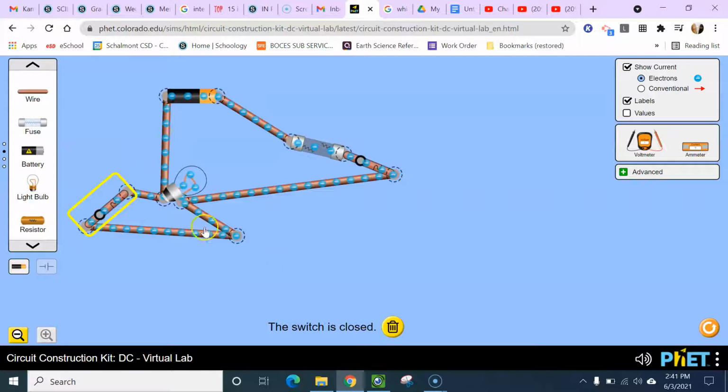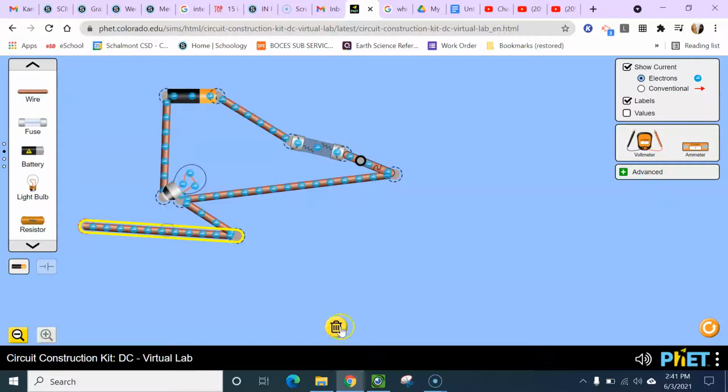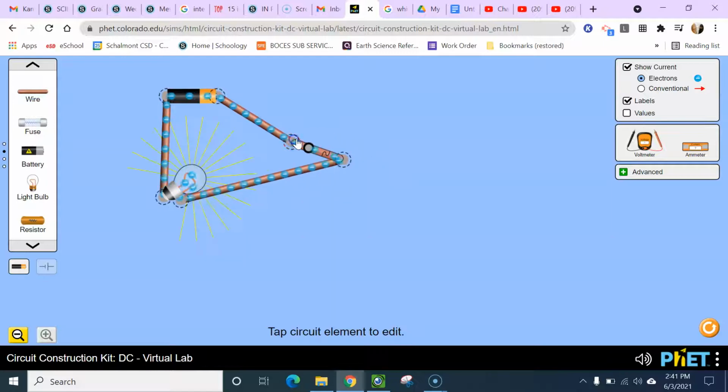Okay, so let's start fresh. I'll just take some of these system parts out. This is coming out. This is coming out. Get the fuse out. Connect this here. Okay, so we have one loop, and it's asking you to make a prediction. What do you think will happen if I add another light bulb into this same loop?